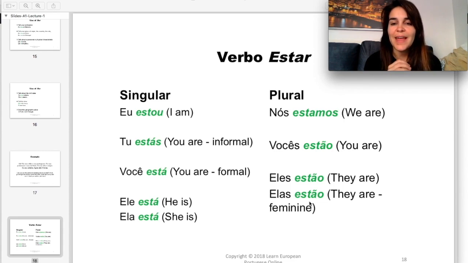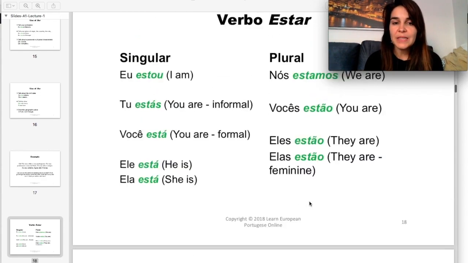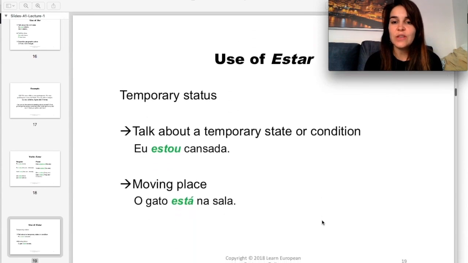Funny thing about the elas estão, right? Do you hear it? We put a Z. If you want to know more about it, do get my course. You will find about these things as well, as I also speak about pronunciation and all of that. But so again we have eu estou, tu estás, você está, ele e ela está, nós estamos, vocês estão, eles estão, elas estão. Okay? And the use of this verb.